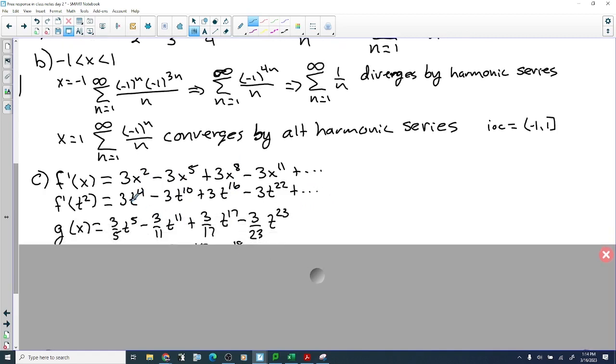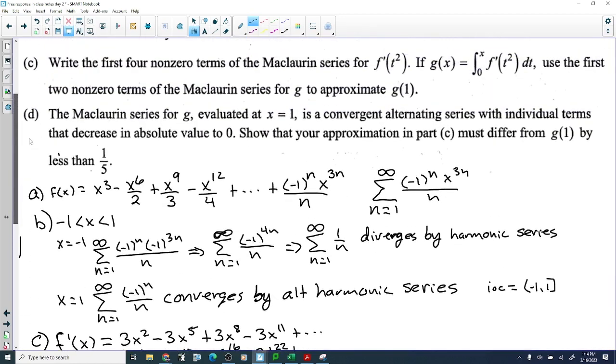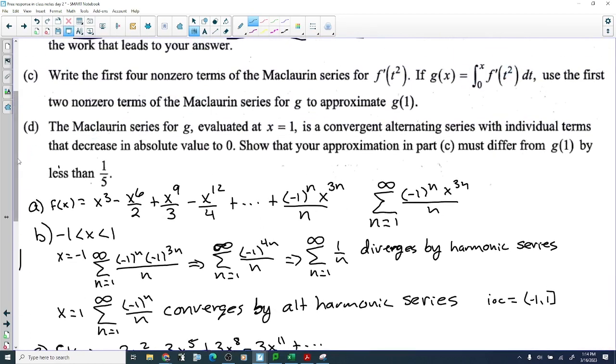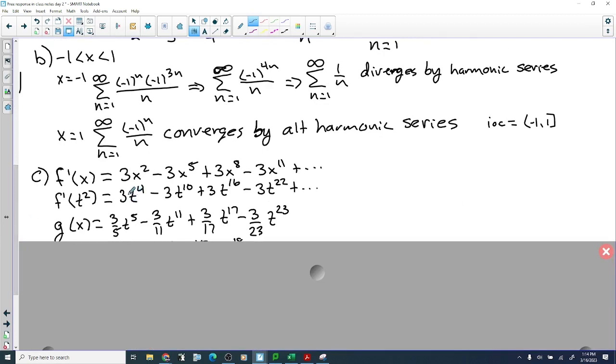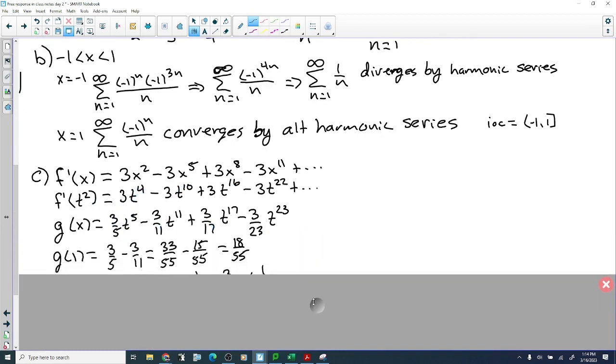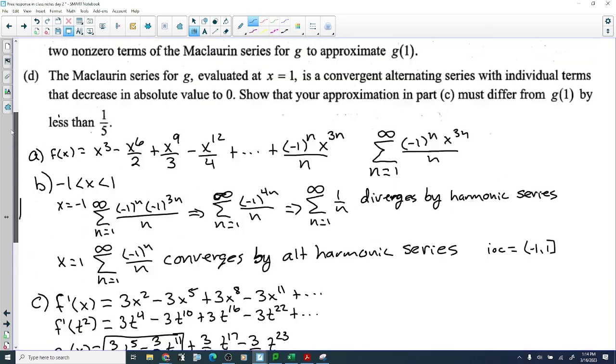But then to find g, we're going to take the antiderivative of what we just found. So the antiderivative here is 3/5 t to the 5th, 3/11 t to the 11th, and so on. But then it wants us to approximate g of 1 using only the first two terms. So only using these two terms right here. So 3/5 minus 3/11, 33/55 minus 15/55 is 18/55.